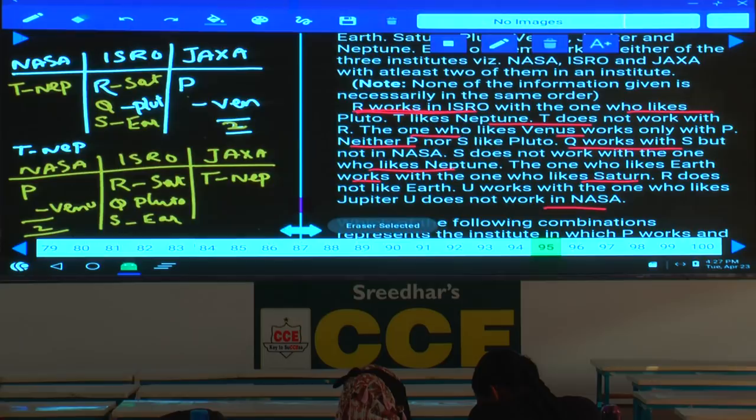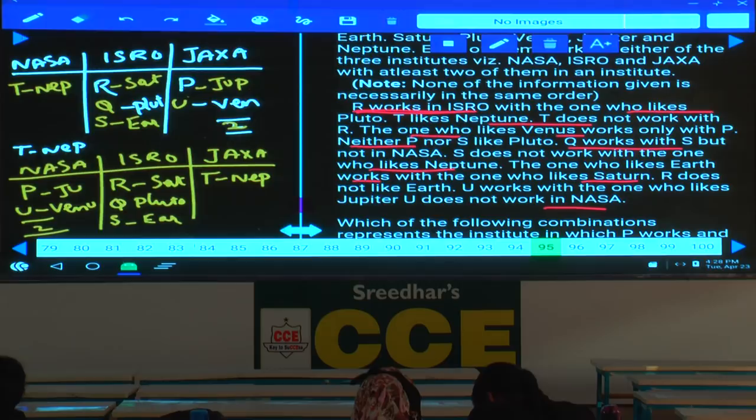And next one, R does not like Earth. U works with the one who likes Jupiter. Now tell me where can this U be? Can U be NASA? U cannot be NASA because here he is talking about two different persons, U and the one who likes Jupiter. Hence this person is U. If this is U, then this P is Jupiter. And again in this case also, U and Jupiter. Now if U is here, then this P must be Jupiter. Isn't it? U and Jupiter. And then tell me who is the person left after this?